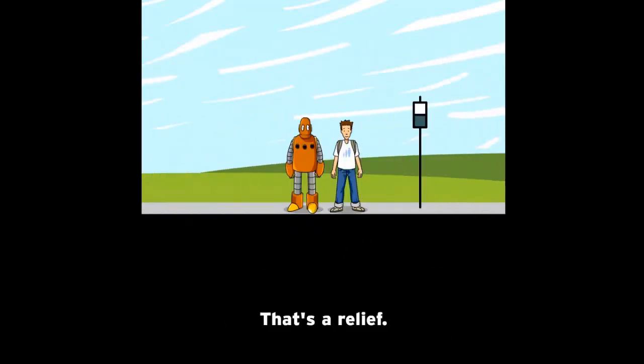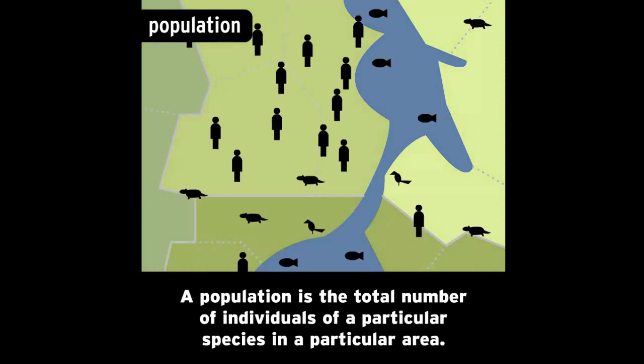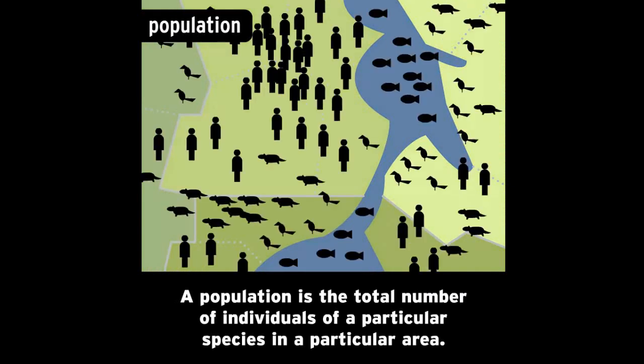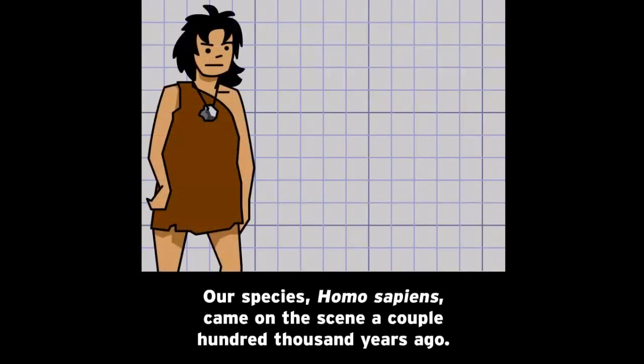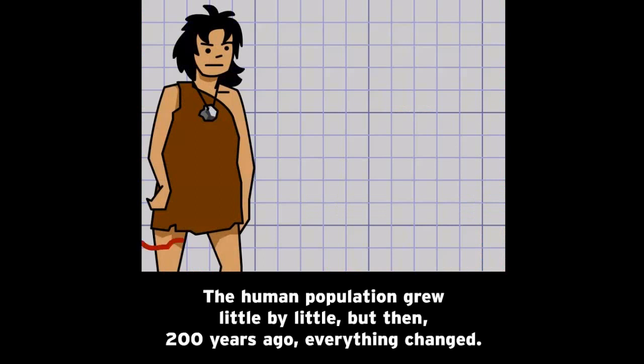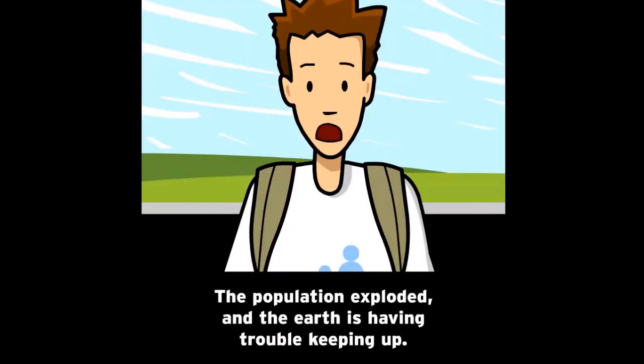That's a relief. A population is the total number of individuals of a particular species in a particular area. Our planet can only support so many populations at once. Our species, Homo sapiens, came on the scene a couple 100,000 years ago. The human population grew little by little, but then, 200 years ago, everything changed. The population exploded, and the Earth is having trouble keeping up.